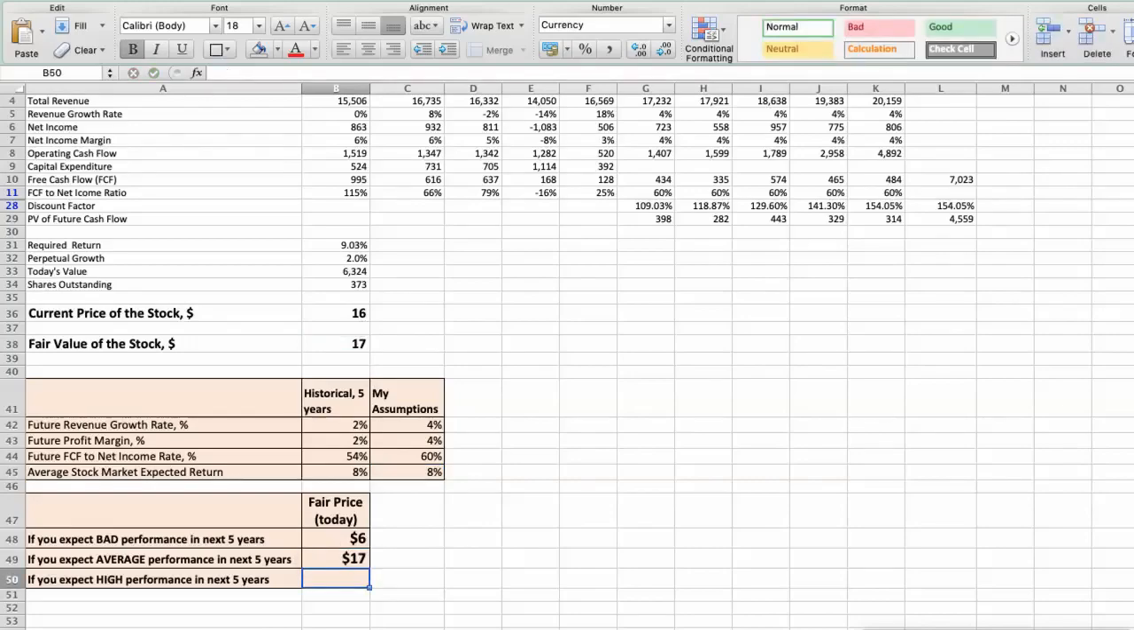The third scenario. Gap will have high performance in next 5 years, and we will use the following parameters in our calculation. Future revenue growth rate would be high, 6%. Future profit margin would be high, 6%. Future free cash flow to net income rate would be high, 80%. In this case, the fair value of the stock today would be $35.